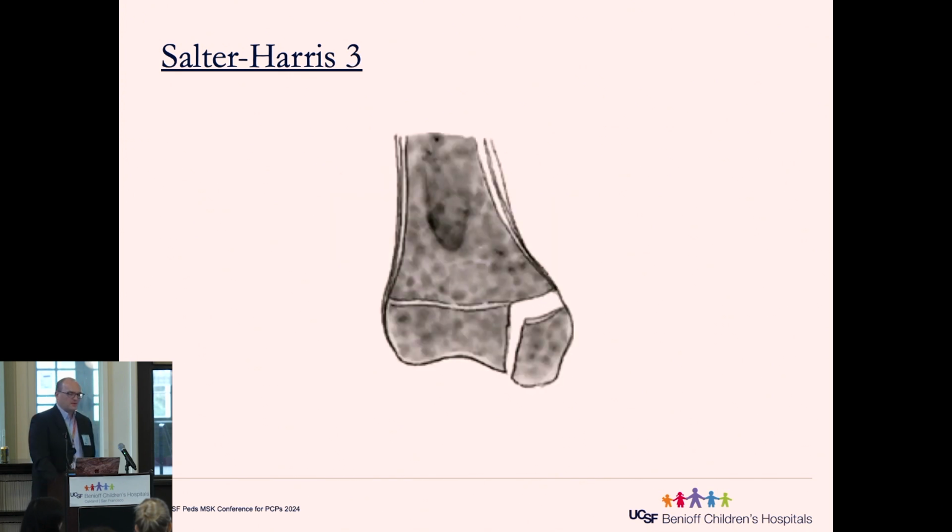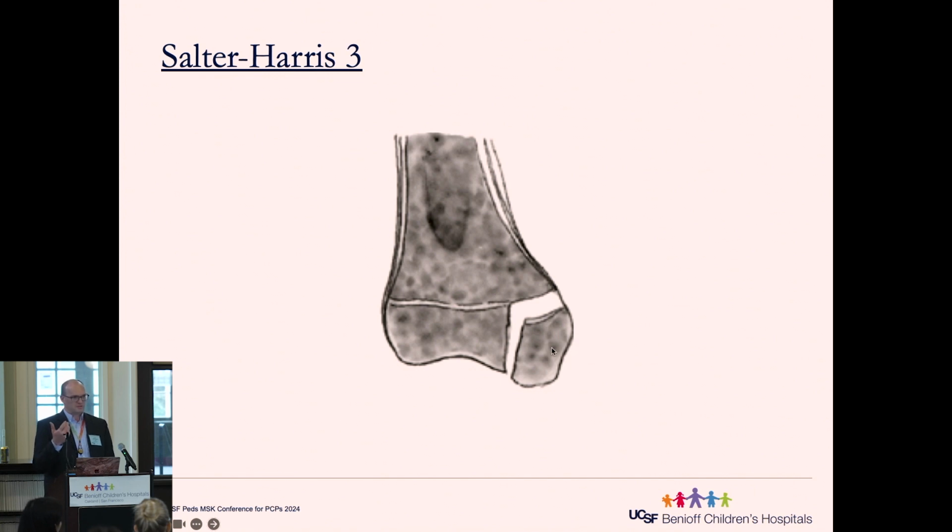All right, so Salter-Harris 3. Now we're starting to get into a little bit more of an involvement of the growth plate. You can see here that your growth plate has an injury along the physis, and then it exits through the epiphysis. All right, so this is now into a joint space. So Salter-Harris 3 fractures are a little bit more involved.